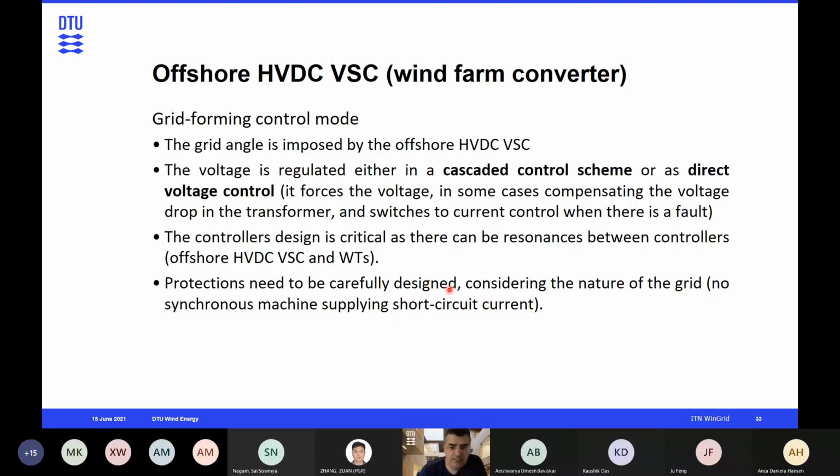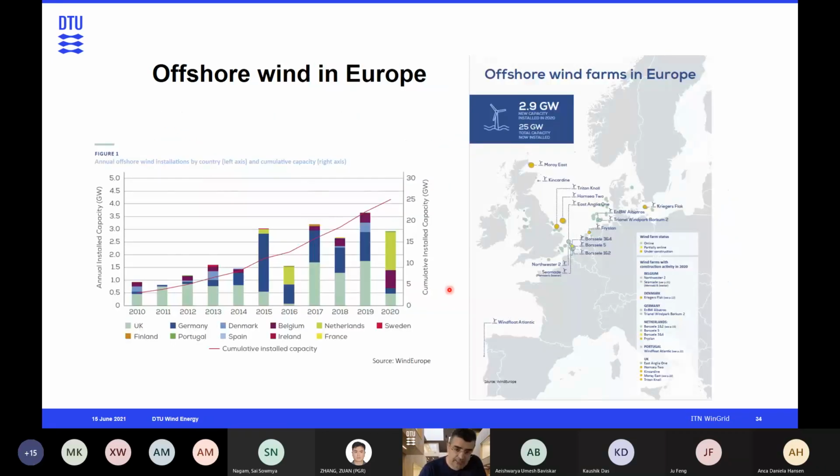And of course, controller design, like in all cases, is very important here because there can be several resonances between the different controllers for the wind turbines and the offshore HVDC, and I think this was learned the hard way in the very first HVDC connected offshore wind power plants, where a lot of resonances were seen and significant problems were created by that. And then, of course, the protections, but I'll skip that part because I don't want to focus too much on it. So this is what the offshore HVDC VSC converter does in a point-to-point connection.